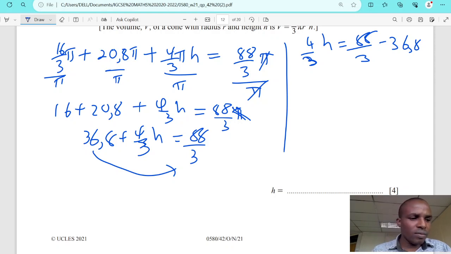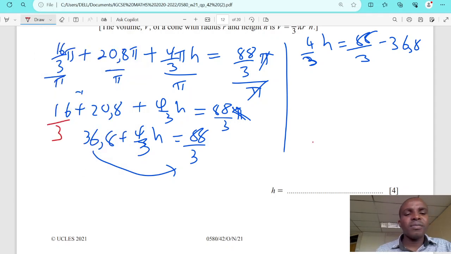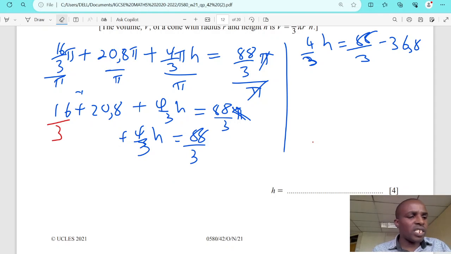You get, this one was 16 over 3. So there's an error here, because it's coming out negative. It's not supposed to be negative. So it's supposed to be 16 over 3. So this one means this one is not correct. Let's simplify this part first. So 16 over 3 plus 20.8. It will be 392 over 15. So this one will be 392 over 15.